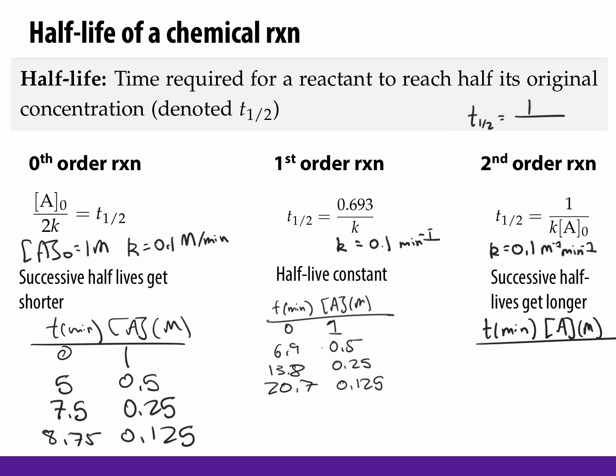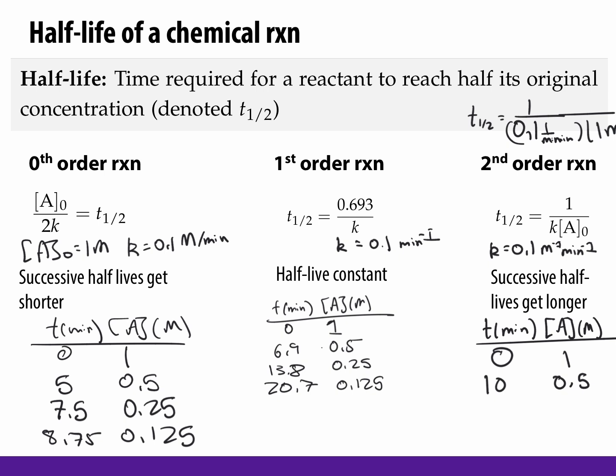What if I look at a second-order half-life? In this case, I start with a K of 0.1 per molar per minute, and again, the same 1 molar initial concentration. What do I get? Well, I'll plug into the half-life equation. 1 divided by K, which is 0.1 per molar per minute, times A, which is 1 molar. So that will just work out to 1 over 0.1, or 10 minutes. So at 10 minutes, I'm going to reach a concentration of 0.5 molar.